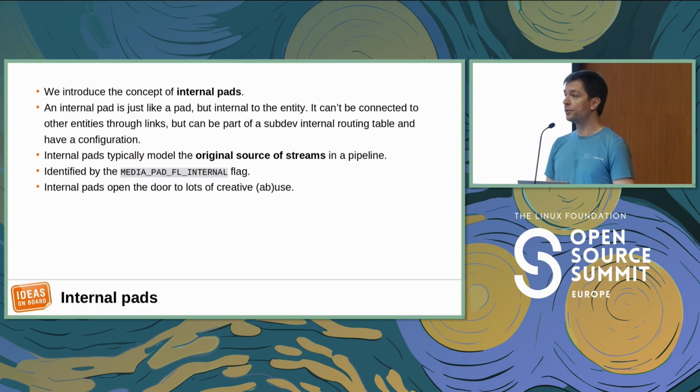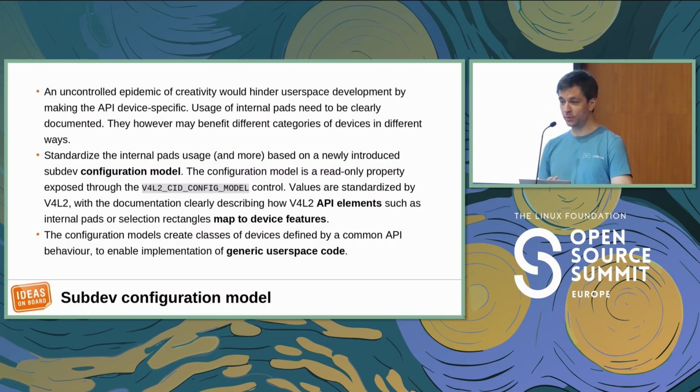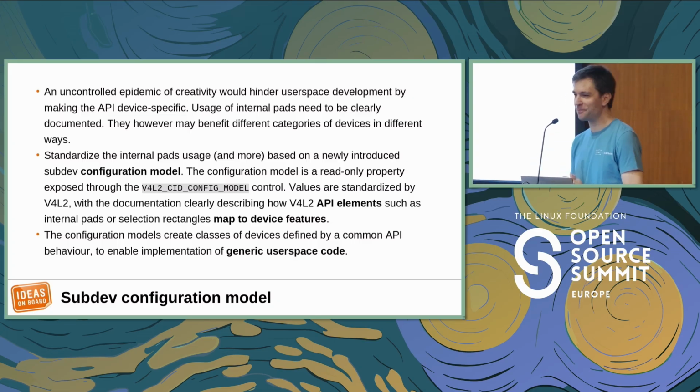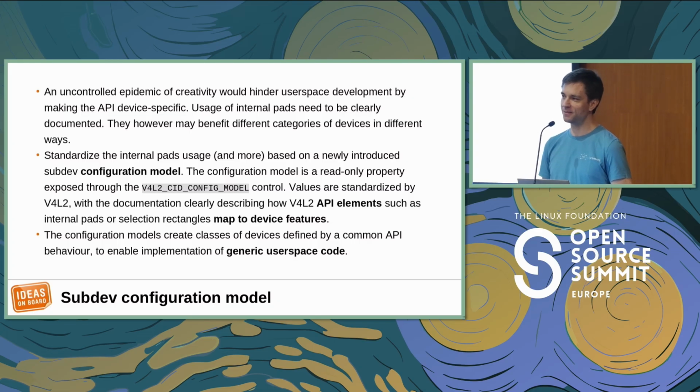And those open the door to lots of interesting things that we want to do and lots of creative use and abuse. And we were really concerned that we would be facing a big uncontrolled epidemic of creativity. And I think as software engineers, you know what happens when people get creative. If you get creative, it's good for you, but when other people get creative and you have to handle that situation, that's usually when, well, let's not start cursing and using bad words. So we knew we had to standardize things, but we also knew that those internal pads are very versatile and could be used for lots of different things.